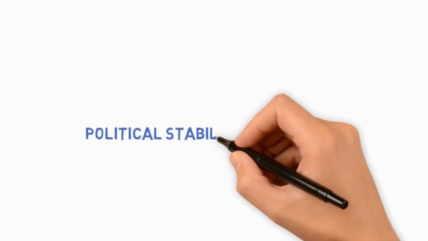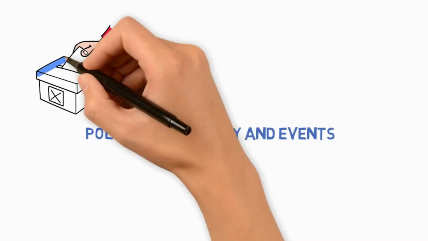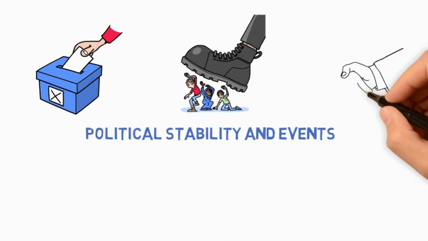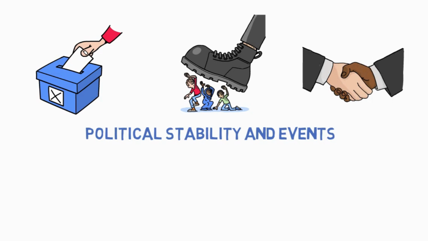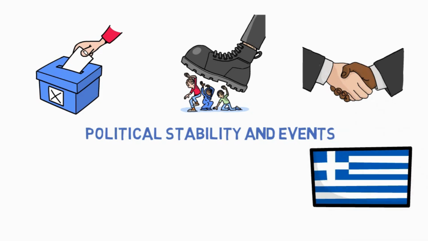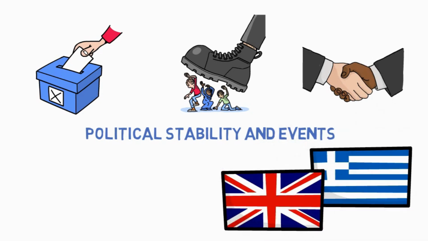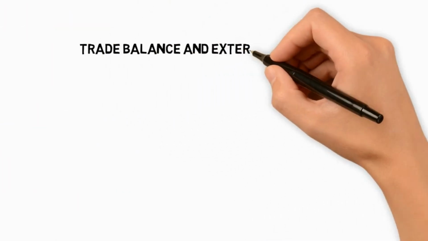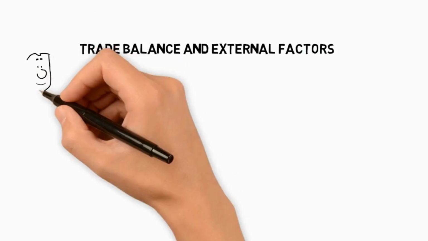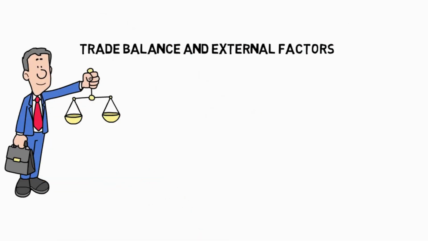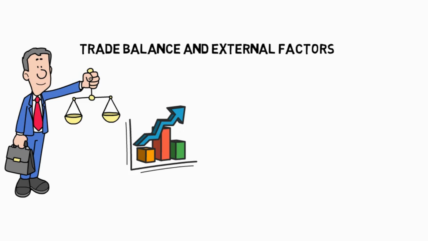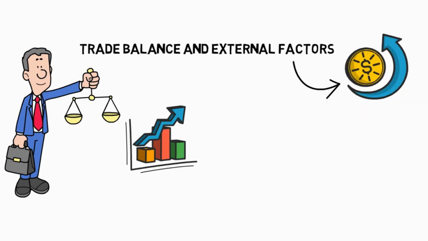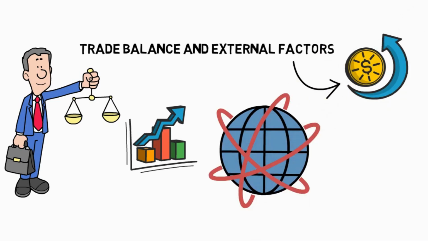Political stability and events. Elections, government crises, or trade deals can influence the euro. The Greek debt crisis and Brexit are examples of events that caused volatility. Trade balance and external factors. A positive trade balance boosts the euro. External forces like US dollar trends and geopolitical developments also affect its value.